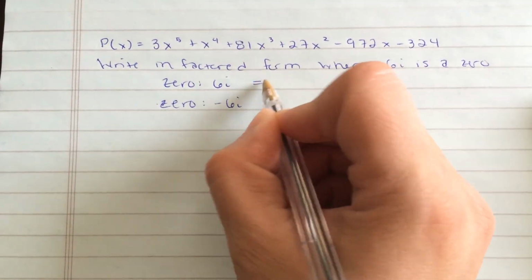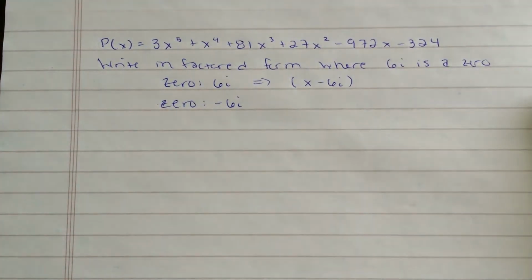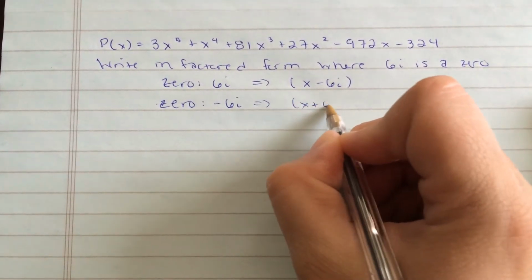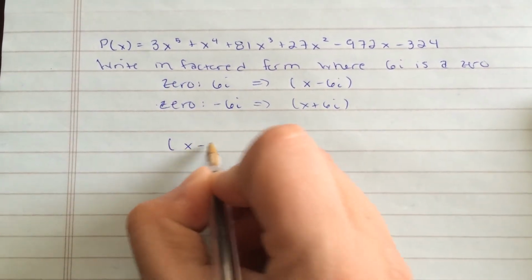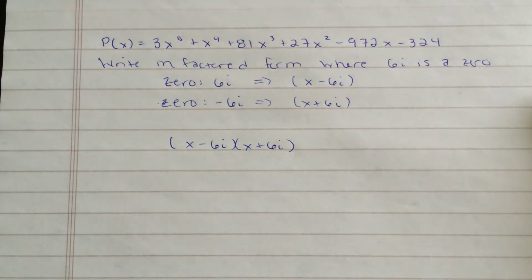Okay, so in factored form, that would look like this, x minus 6i. Now I know it looks weird, bear with me. This would look like x plus 6i. And we know that when something's factored, it's all multiplied. So what I'm going to do is multiply both of these, and then from that I'm going to get something that's much nicer looking.